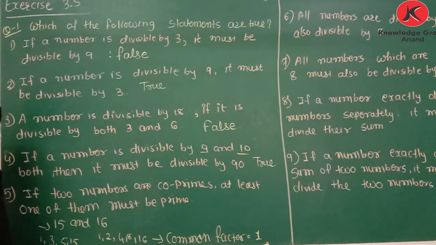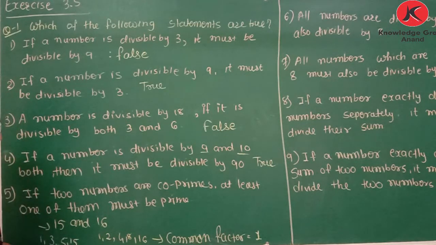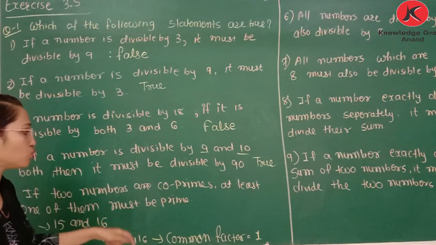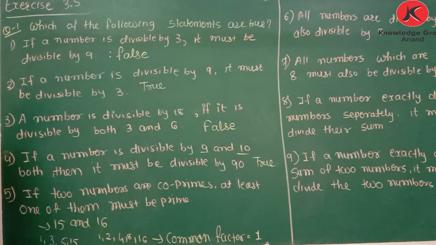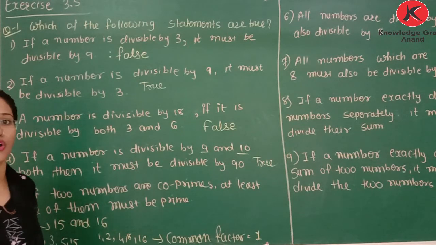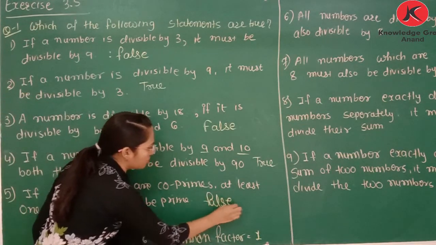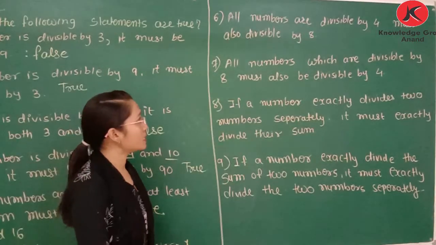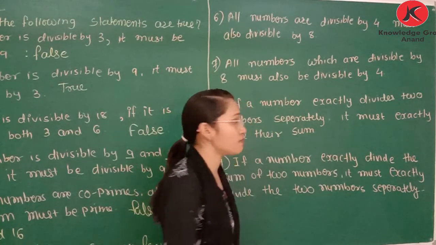15 and 16 are co-prime, but 15 and 16 are not prime numbers. Okay, both are composite. Means it is not necessary that if two numbers are co-prime, then at least one number must be prime. એવું જરૂરી નથી કે બે co-prime હોય તેમાંથી એક નંબર prime હોવો જોઈએ. So it is clear.